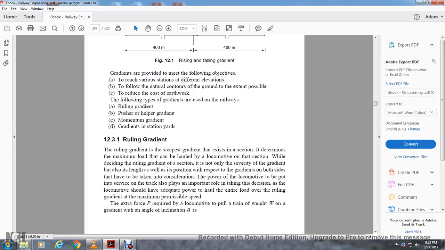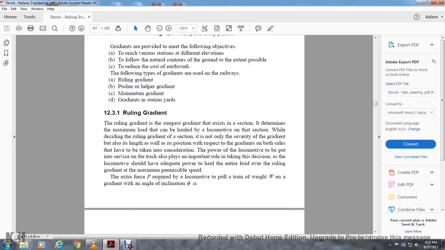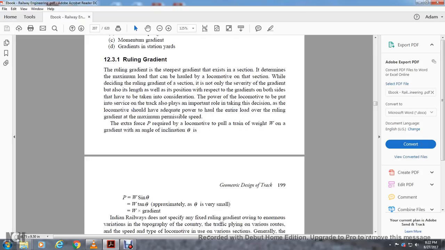Extra force P is required for the locomotive to pull the train of weight W on a gradient with an angle of inclination θ. So P equals the weight of the train times sin θ, or the tangent of the angle, also θ, since it is small, which is similar to weight times gradient.